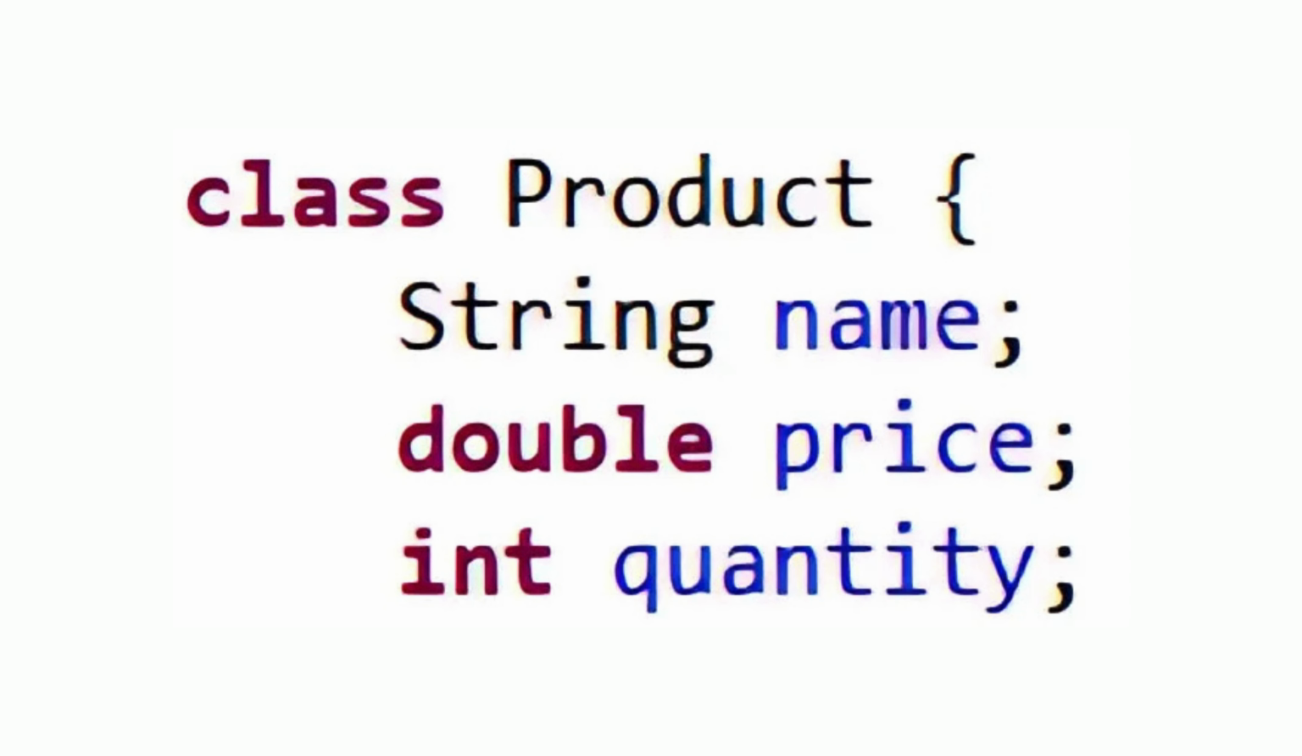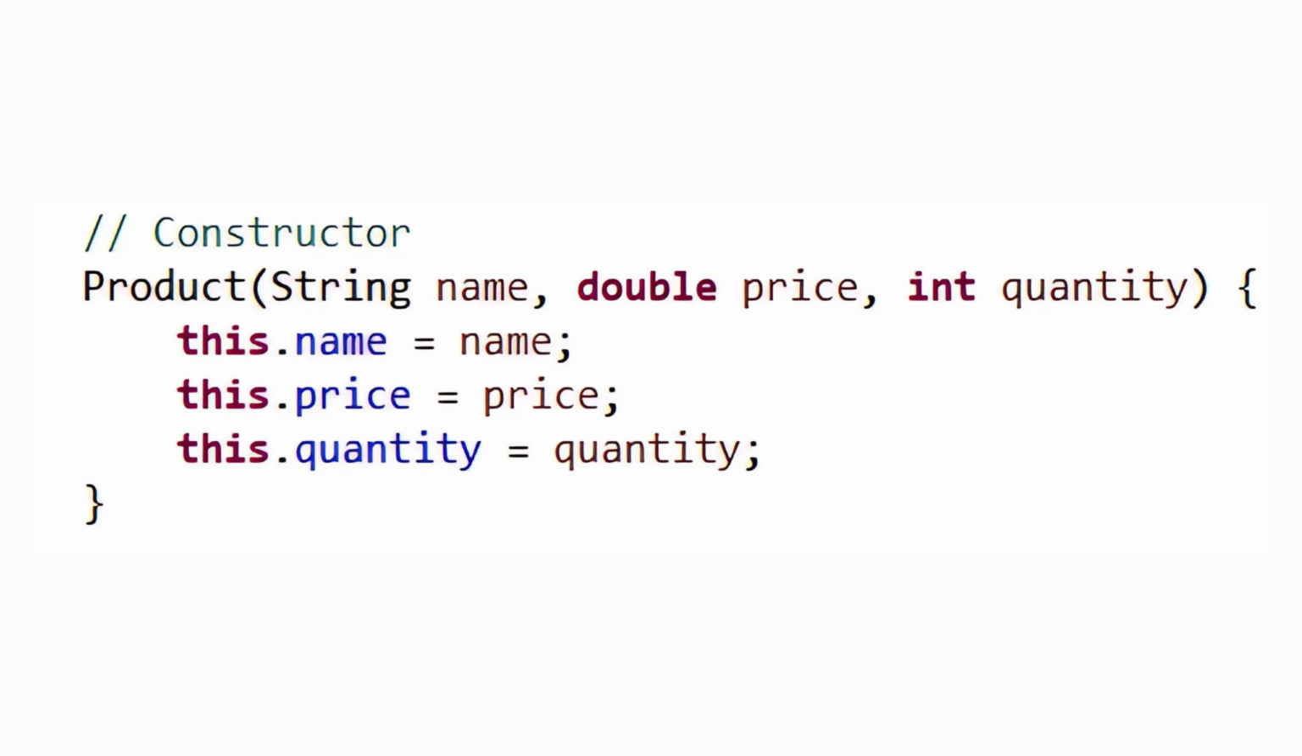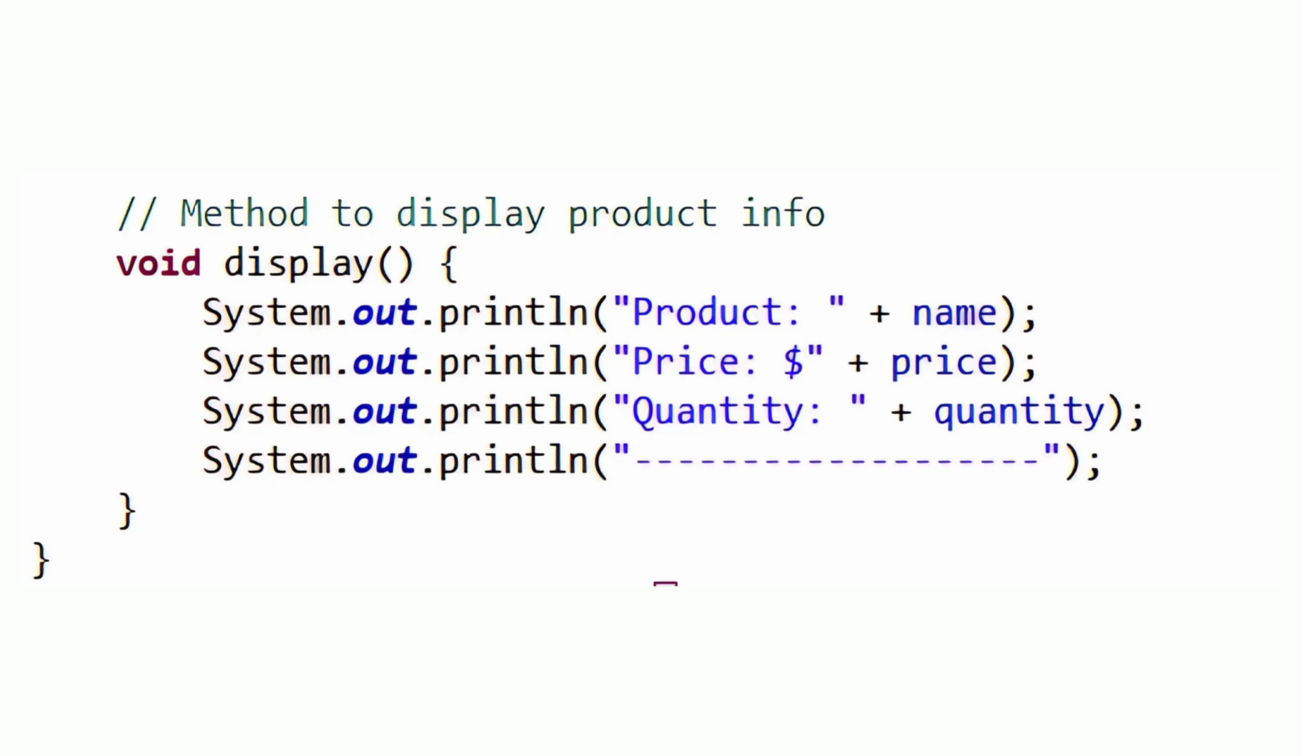First, let's create a Product class that stores details for each product. Class Product, String name, double price, int quantity, and let's use a constructor here. Product(String name, double price, int quantity), this.name = name, this.price = price, this.quantity = quantity. And let's use a method to display product info. Void display method, System.out.println("Product: " + name, "Price: " + price, "Quantity: " + quantity).